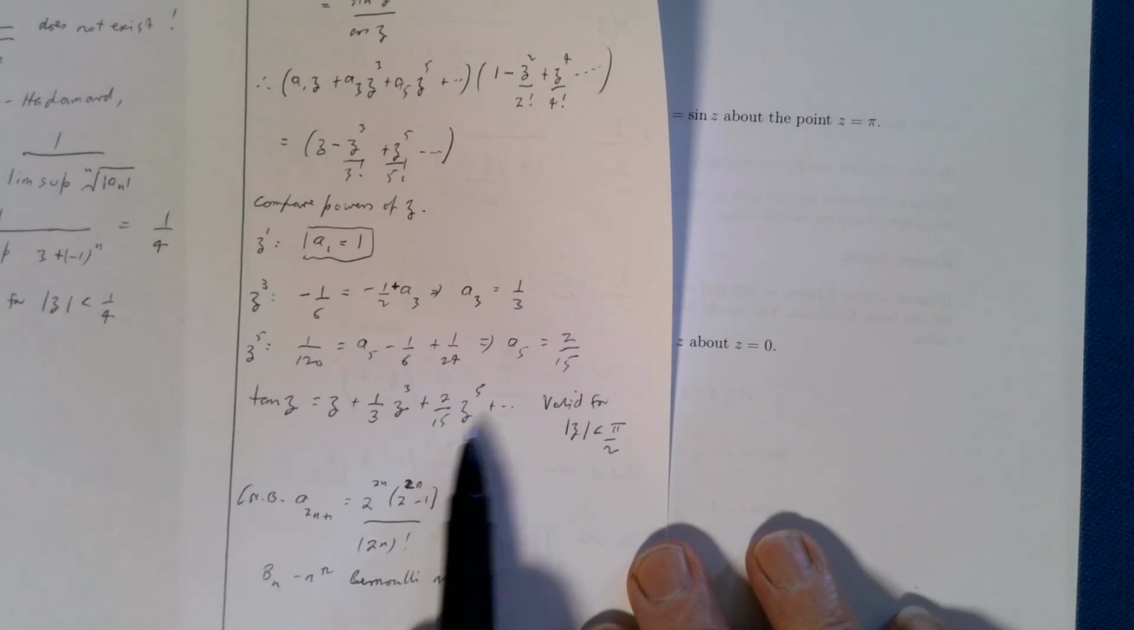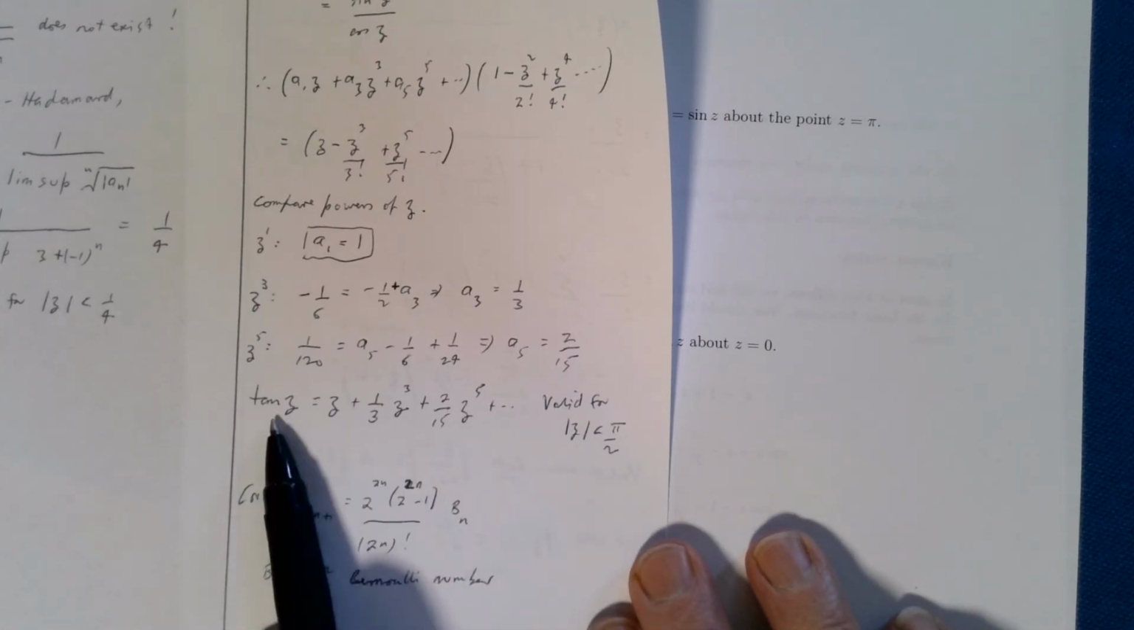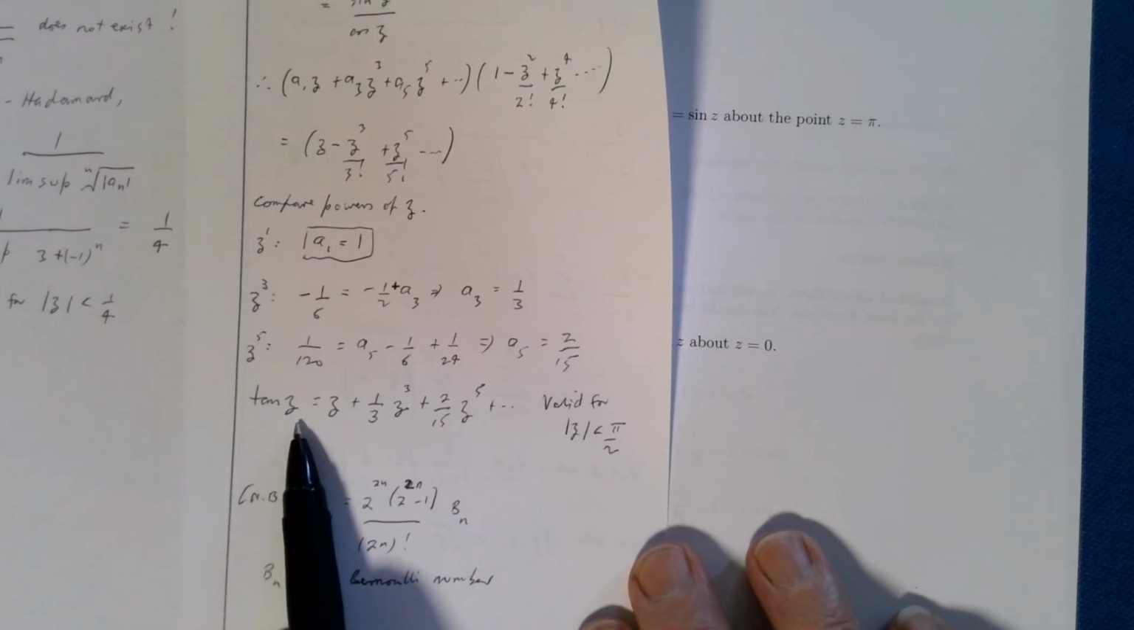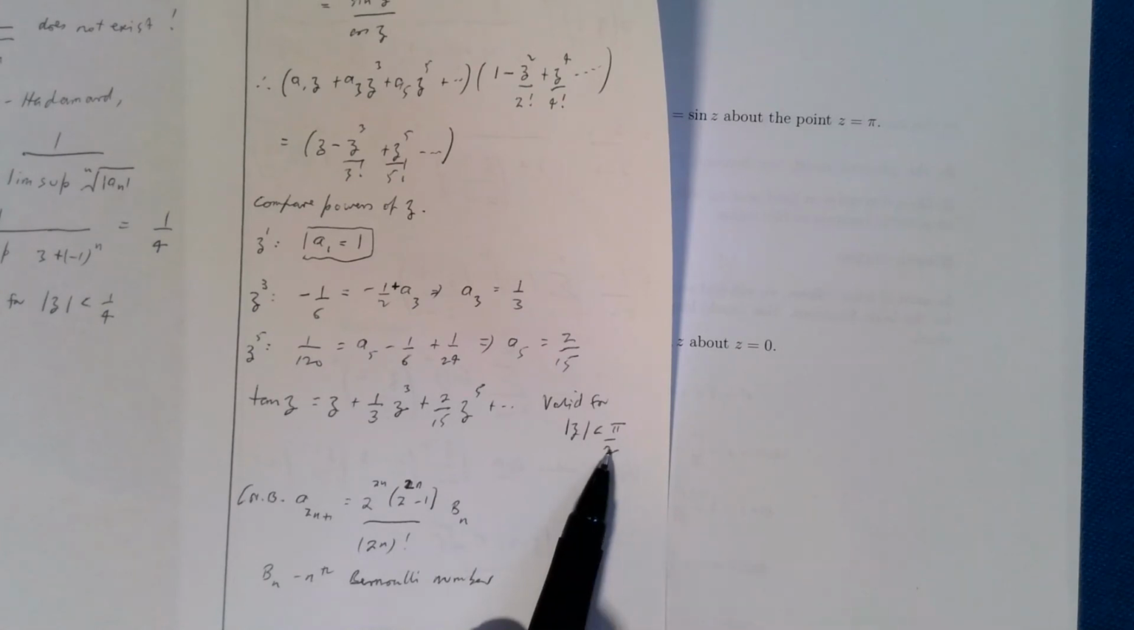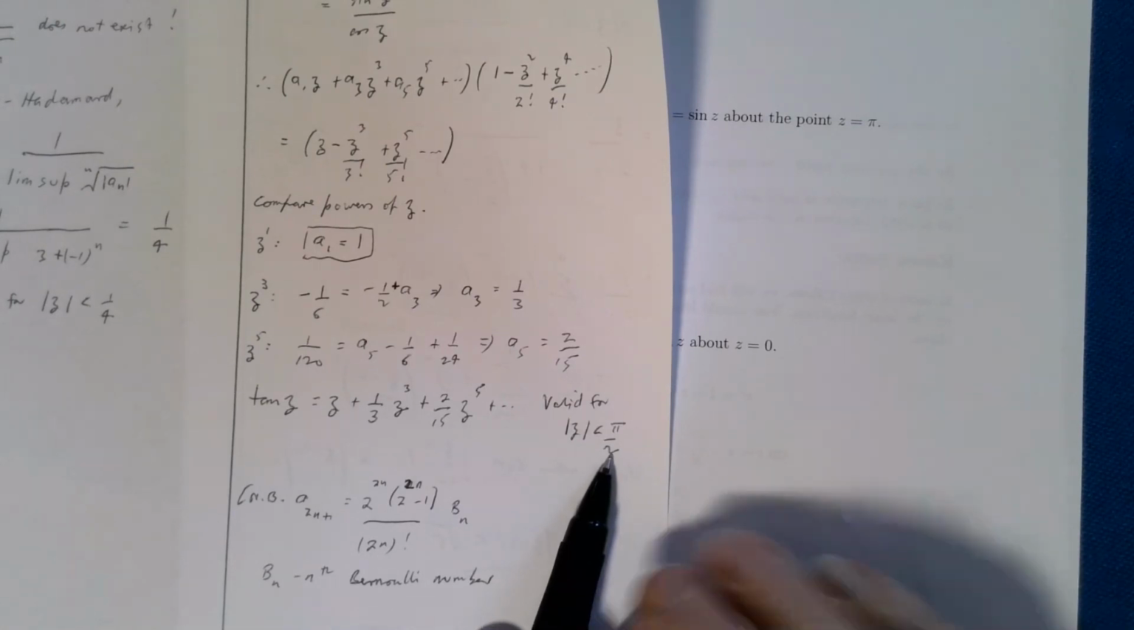Now this is going to be valid in the largest open disk in which tan of z is analytic, and tan of z has its first singularities at plus or minus pi on 2. So the series will work inside the open disk of radius pi on 2.